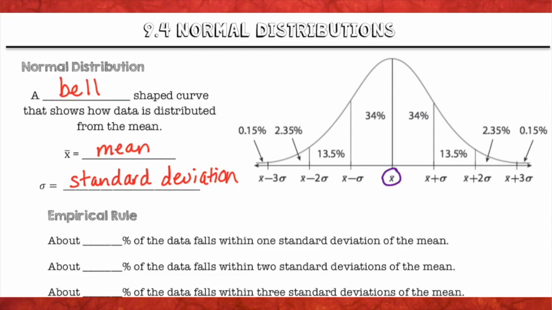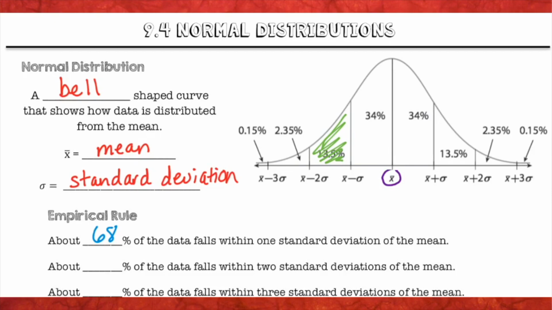If you're looking at the empirical rule, about blank percentage of data falls within one standard deviation from the mean. One standard deviation away would be one to the left and one to the right. So all we do is add 34 plus 34, and it would be approximately 68% will be one standard deviation away. Then the same thing for two standard deviations away.